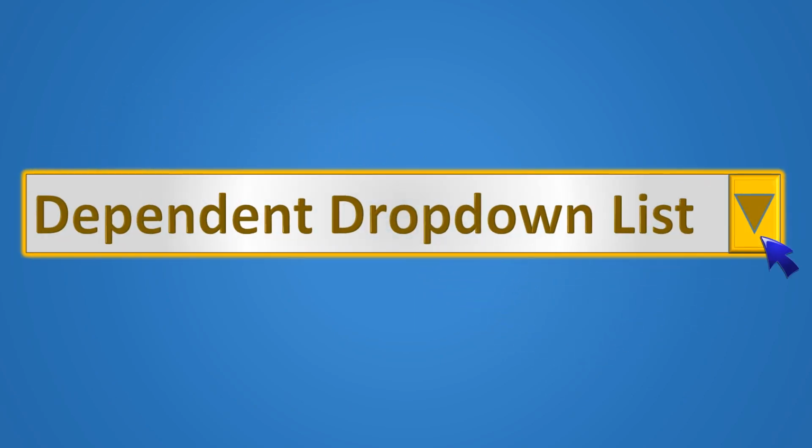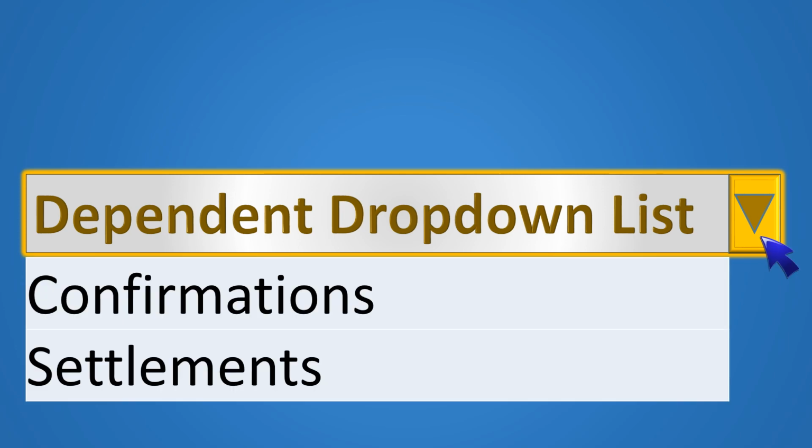Today, we are going to learn how to create a dependent drop-down list. We will also learn to add further data validation criteria for these drop-downs to capture accurate data later.